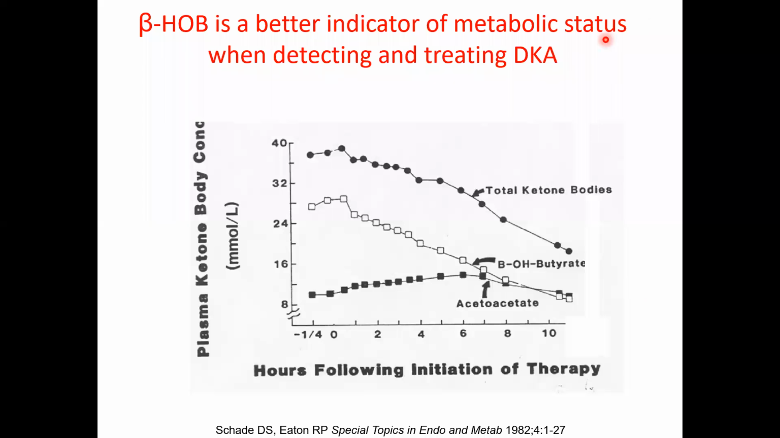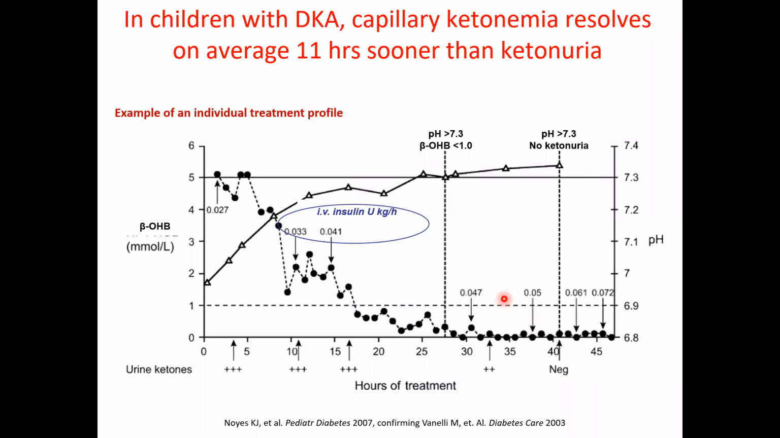This is a study by Shed et al., where they were looking at the trend in the ketones. So we have the total ketone bodies here, we have beta hydroxybutyrate, and then we have acetoacetate. If you look here, you can see the trend in the beta hydroxybutyrate reflects the trend that you're seeing in the total ketone bodies. So it is definitely more accurate than measuring the acetoacetate, which is what we check in urine.